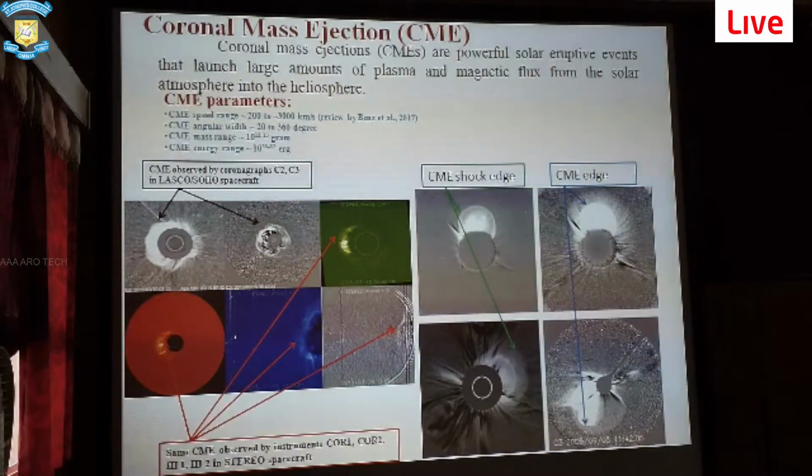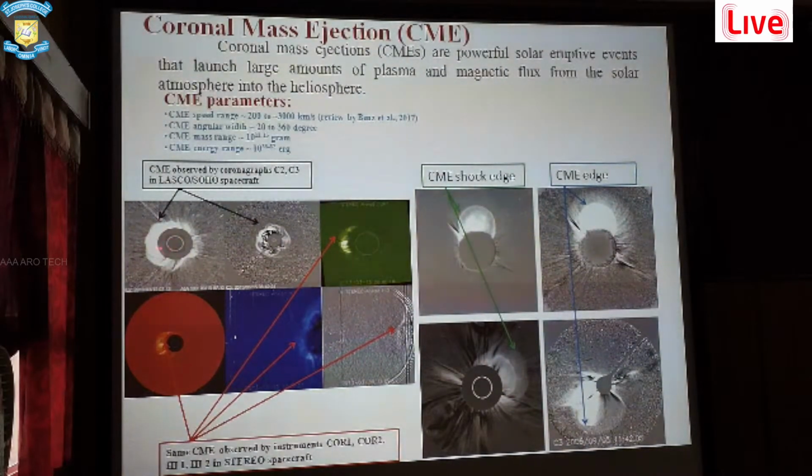So what is coronal mass ejection? After the successful eruption of the flare, we can observe the coronal mass ejection from the particular active region. Coronal mass ejection means a huge amount of magnetic plasma which is ejected out from the sun and propagating in the interplanetary medium through the solar corona. So here you can observe the coronal mass ejection.